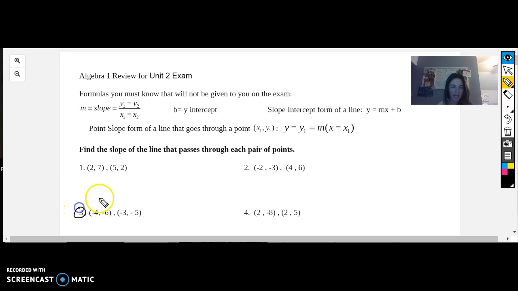And I can see right here that my formula for slope is y1 minus y2 over x1 minus x2. Now it doesn't matter, I can make this y1 or I can make this y1. But if this is y1, then this has to be x1. And if this is y2, then this has to be x2. So it doesn't matter which way you go with this as long as you're consistent, okay?